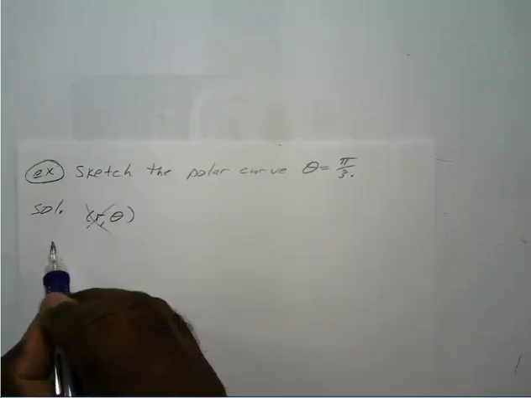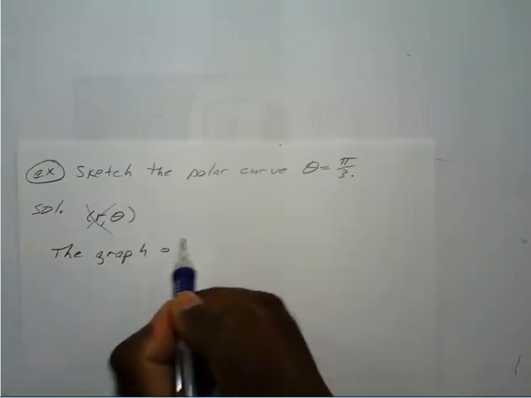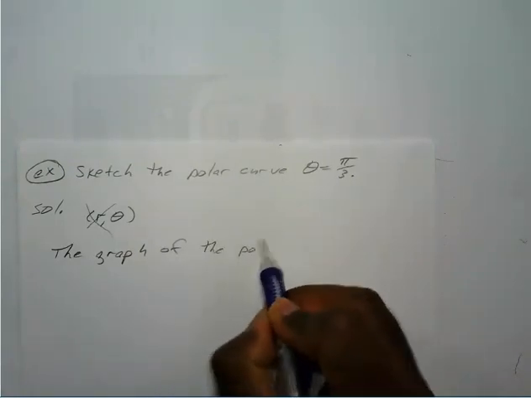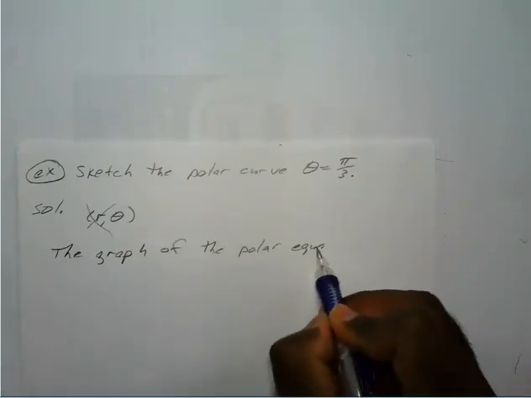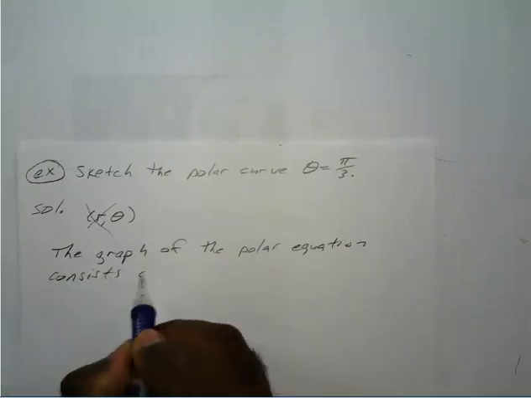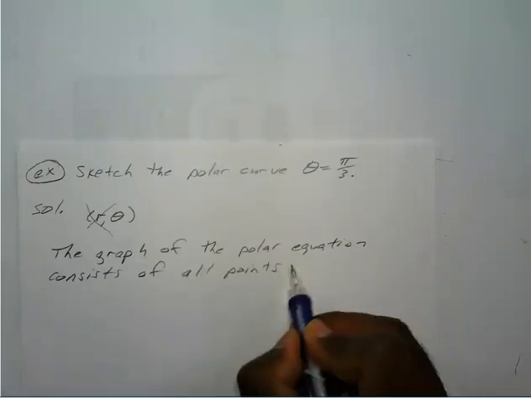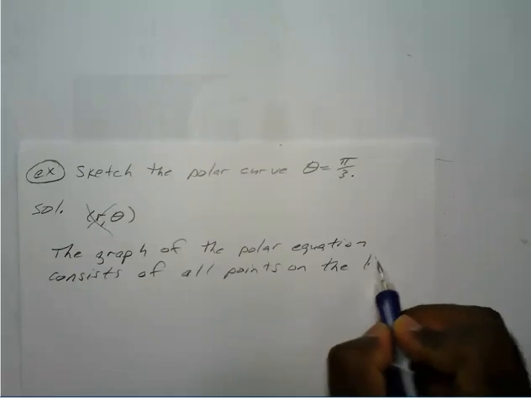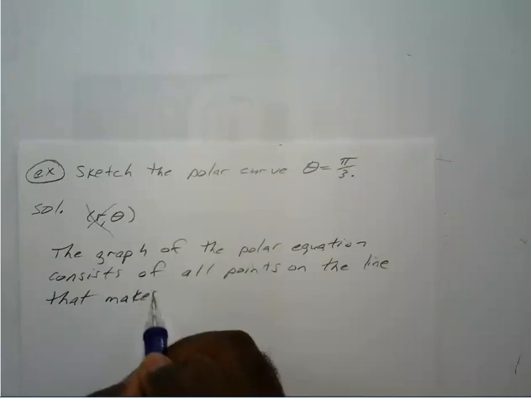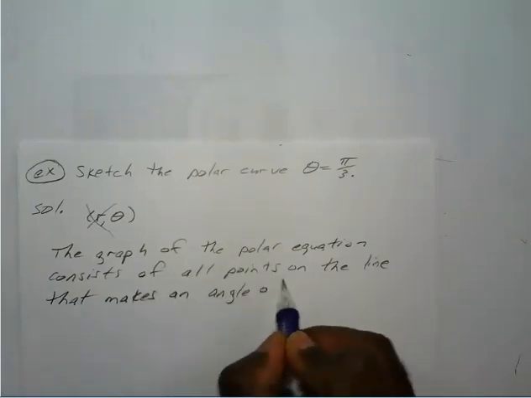the graph of the polar equation consists of all points on the line that makes an angle of pi over 3.